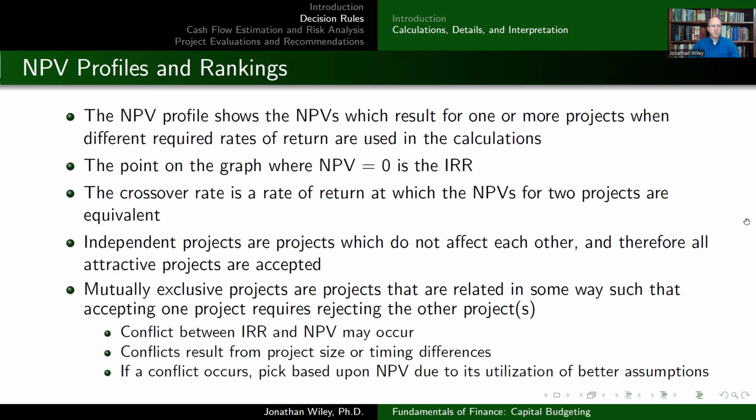If projects are mutually exclusive, that means that they are related in some way such that accepting one project requires rejecting the other project or projects.